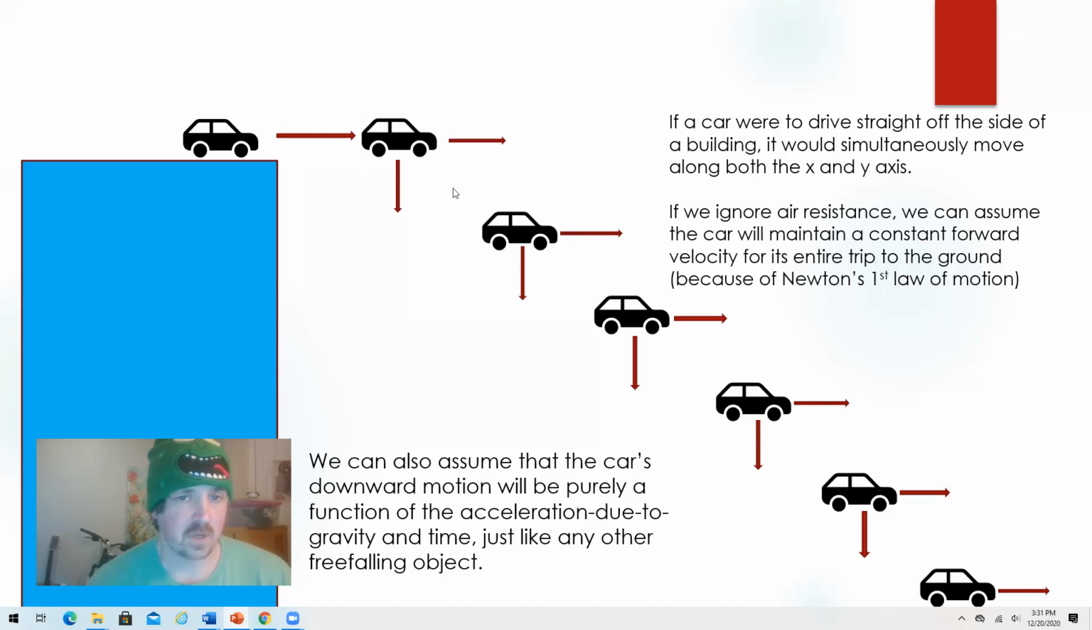And then common sense should tell us that it should end its journey in both the vertical and the horizontal axis at the same time. And then we can just use that time and the known horizontal velocity to see how far it goes horizontally. And that's what we'll do.